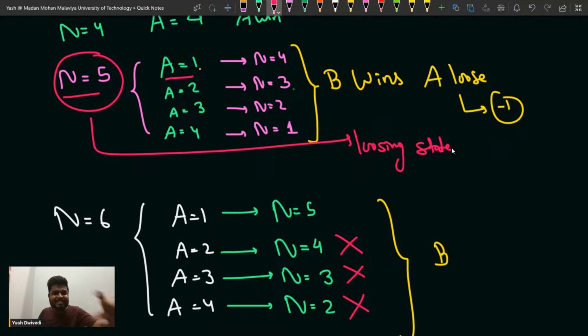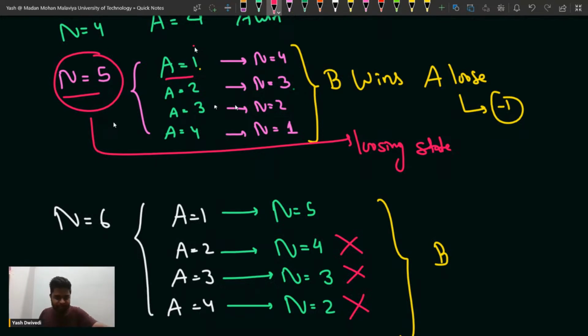Because if a player gets n is equal to 5, then he is going to lose. If suppose b got n is equal to 5, then he would have tried all the possible ways, and the other player is going to win. So the player who gets 5 is going to lose. Is that clear? Please write +1 in the chat. Any player who gets 5 will lose.